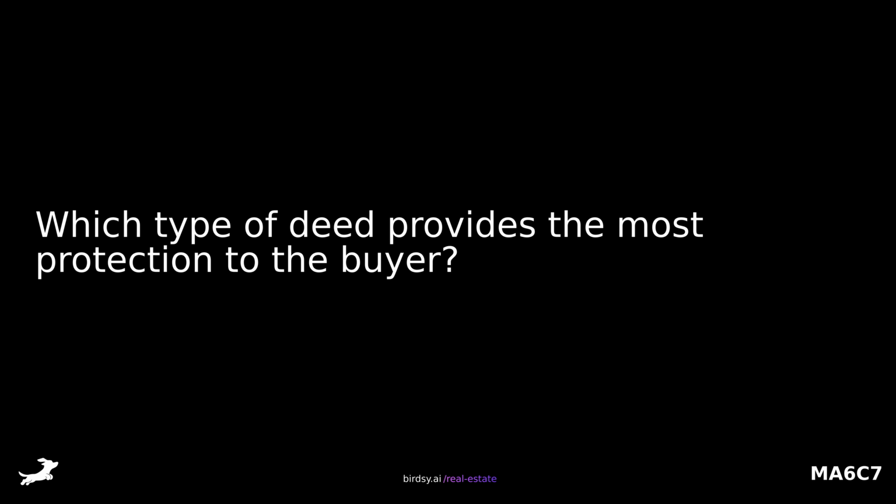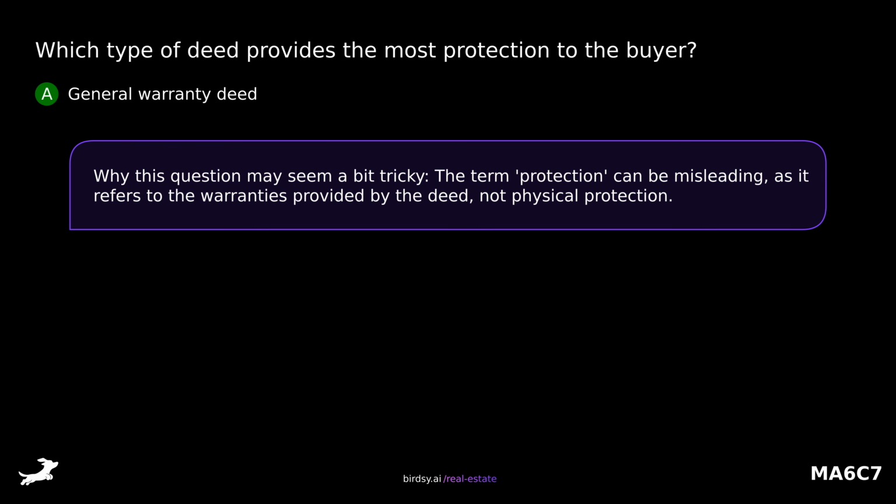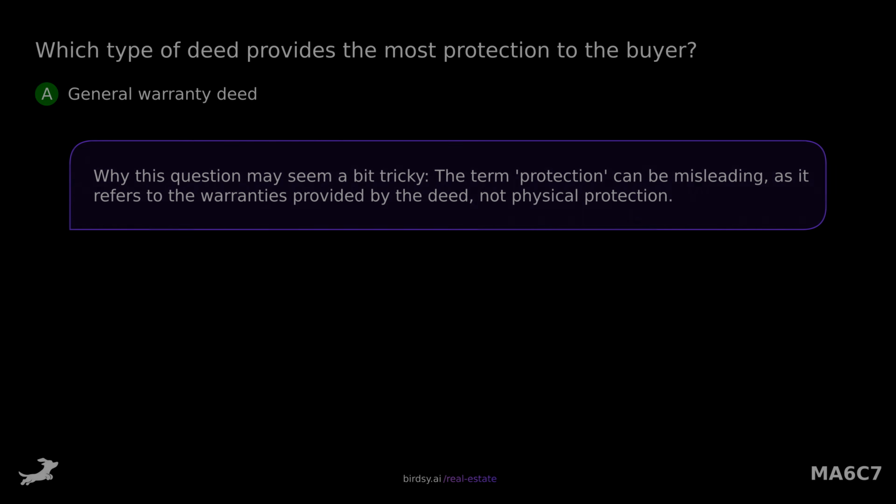Which type of deed provides the most protection to the buyer? Is it A, general warranty deed, B, special warranty deed, C, quitclaim deed, or D, bargain and sale deed? The answer is A, general warranty deed. Why this question may seem a bit tricky: the term protection can be misleading as it refers to the warranties provided by the deed, not physical protection.